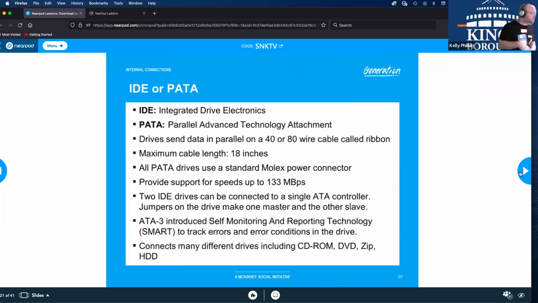So IDE or PATA, talked about these here a little bit. IDE stands for Integrated Drive Electronics. PATA, Parallel Advanced Technology Attachment. Do you really need to know that? Not so much, but sometimes knowing the acronym lets you know what it goes to. So it can give you a good indicator of where it's supposed to be used or if it's not a good answer for the question. The maximum cable length it has is about 18 inches, not very big, right? That's why we use it internally.